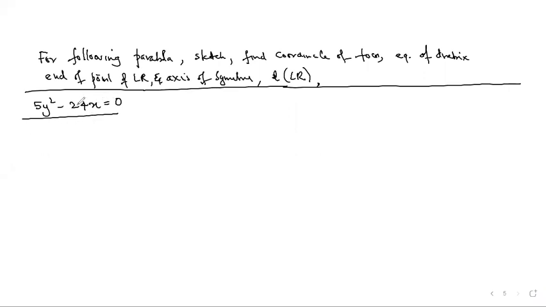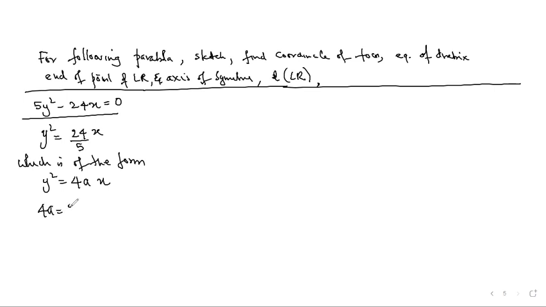Okay. So first of all, you will write it as y square equal to 24x divided by 5, which is of the form y square equal to 4ax. So when you compare, you see 4a is 24 by 5. From this, a's value you will get. So the first thing is to get a's value.